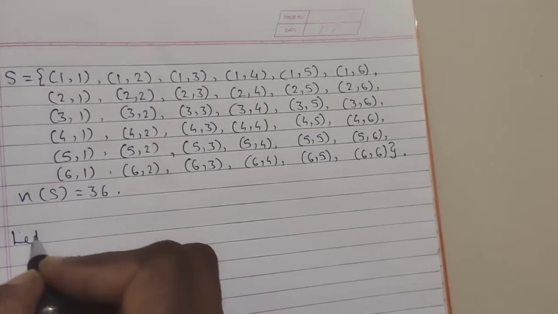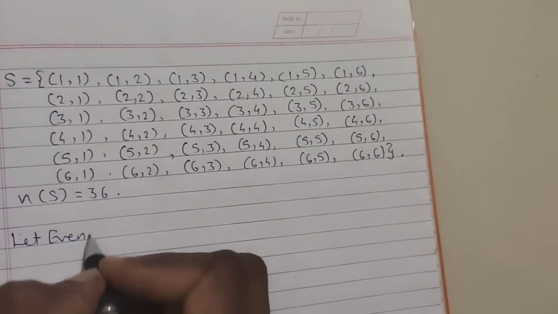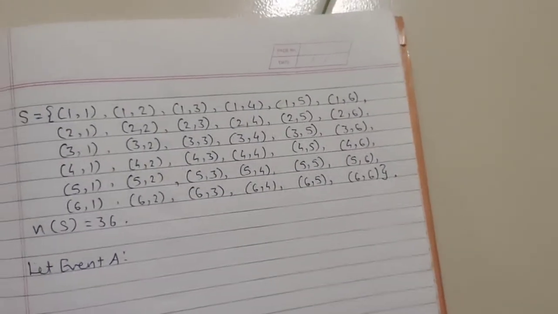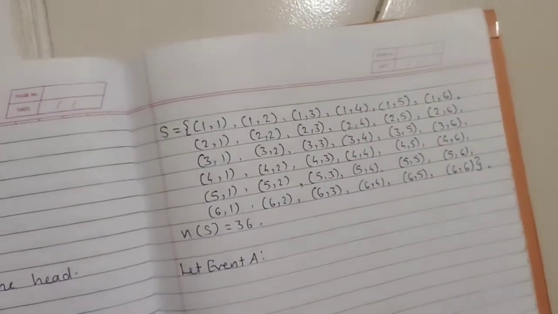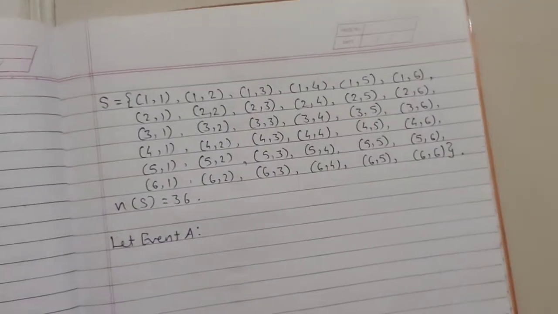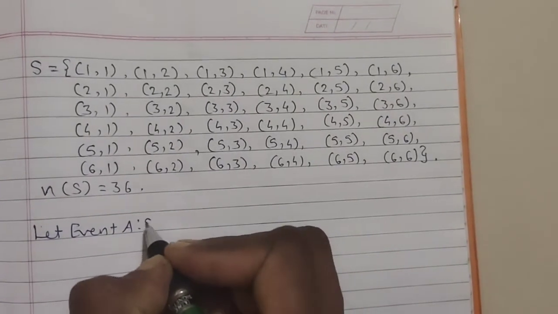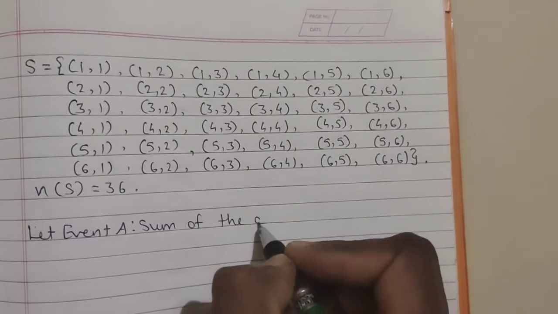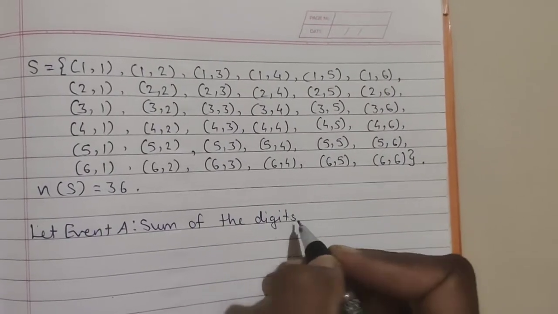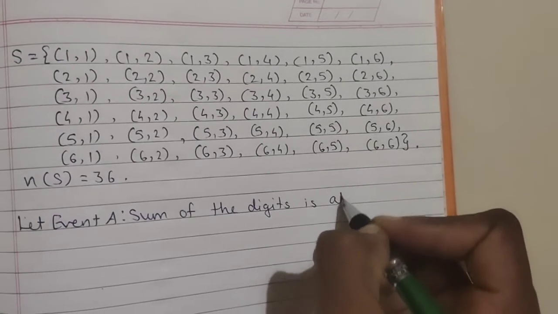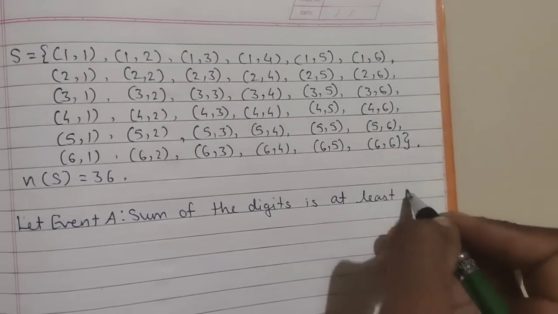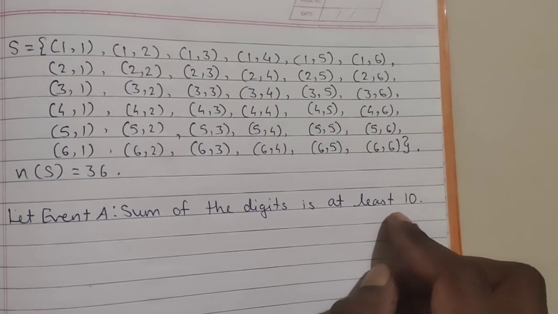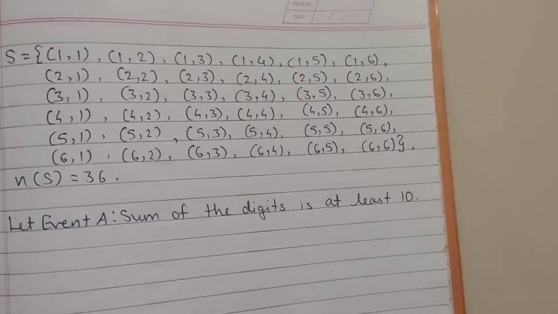Okay, so let event A. Now what is event A? Whatever sum you are getting, the sum of the digits on the upper faces is at least 10. So at least 10 means what? You should get minimum 10. Maximum it can be 11, 12 or anything, but minimum you should get 10.